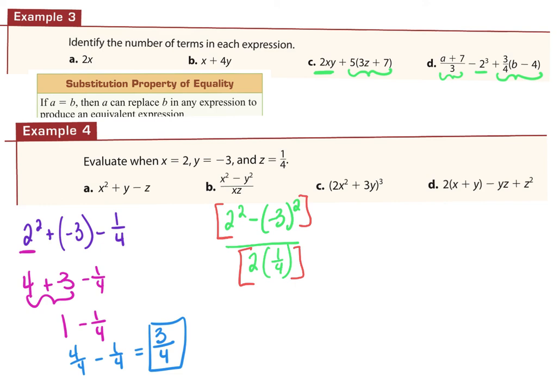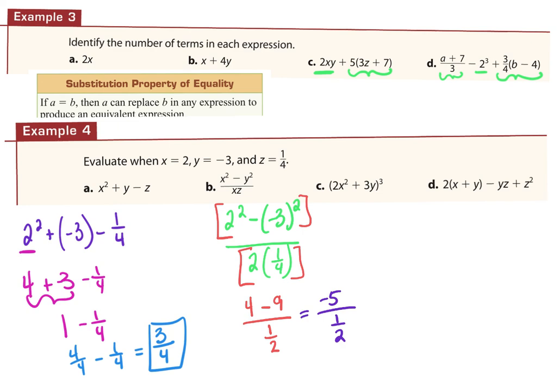So 2 squared gives me a 4 minus negative 3, if the group is squared, gives me what? Positive or negative 9? Positive 9. So positive 9. 2 times 1/4 is 2 over 1, 1/4. That should give me 2/4, which reduces to 1/2, all right? What's 4 minus 9? Negative 5. Negative 5. All right.